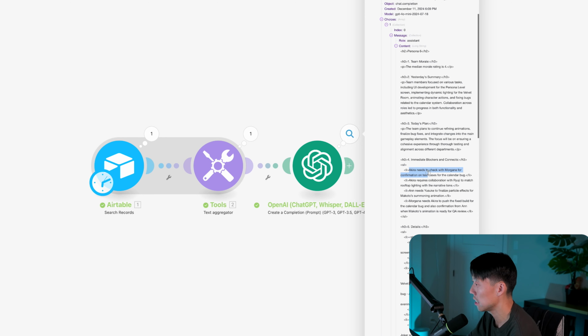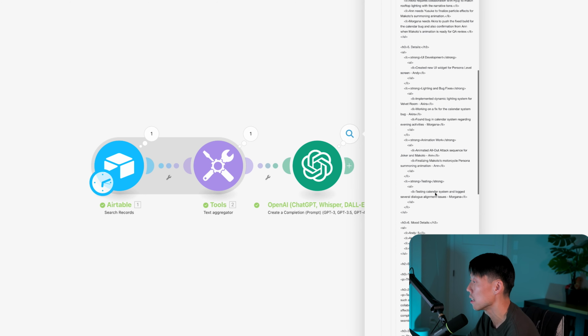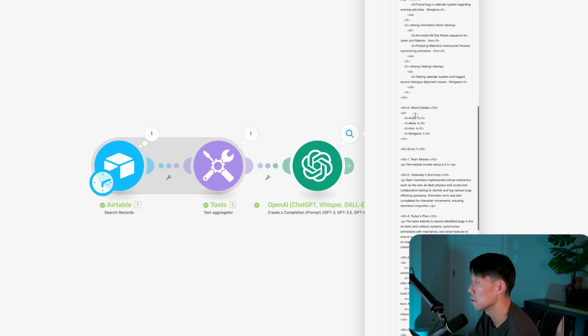They recreated Persona 5. Collaboration across roles led to progress in both functionality and aesthetics. Immediate blockers. Akira needs to check with Morgana for confirmation on test cases for a counter bug. Why? Because Persona 5 characters graduate to make Persona 6. That's what's happening here. Mood details. Andy, 5, because I'm so happy with UI. Akira 5, on 4, Morgana 1. All right, excellent.